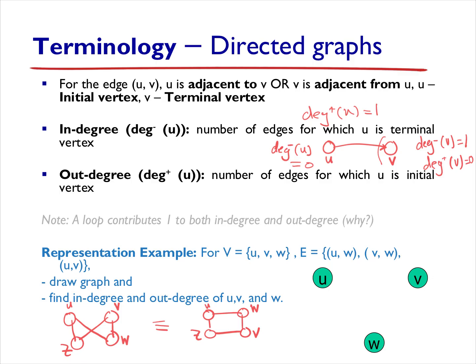Now, the first part says draw the graph. I already drew it by hand, but draw it correctly in your place. And then it says, for each one of those vertices, find the in degree, degree minus, and the out degree, degree plus. For each one, for U, for V, for W. Go ahead.